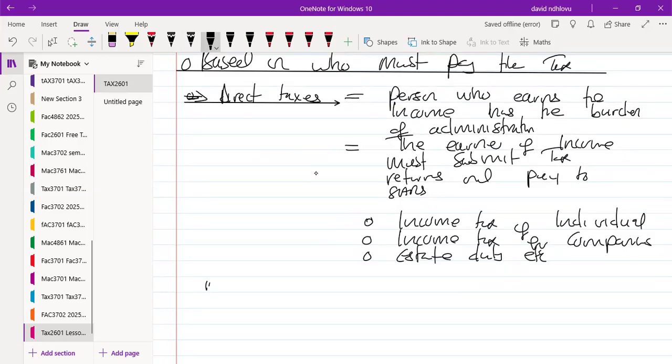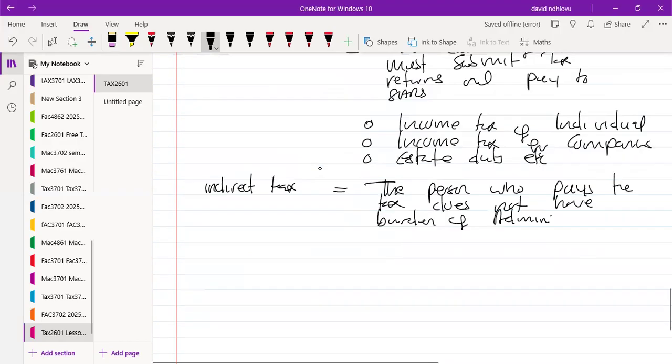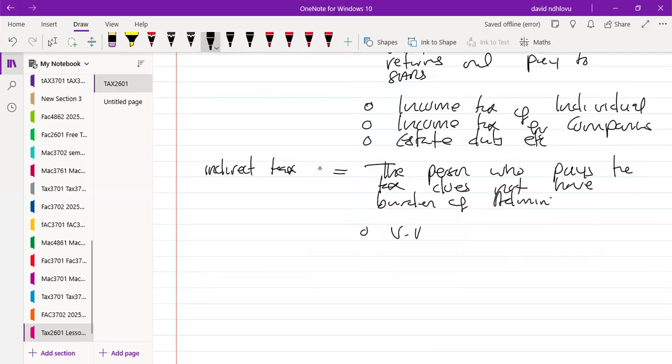Then we have indirect taxes. The person who pays the tax does not have the burden of admin. An example of this would be value-added tax, dividend tax.